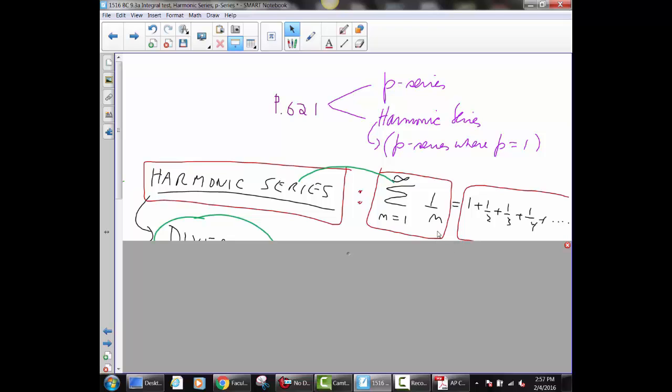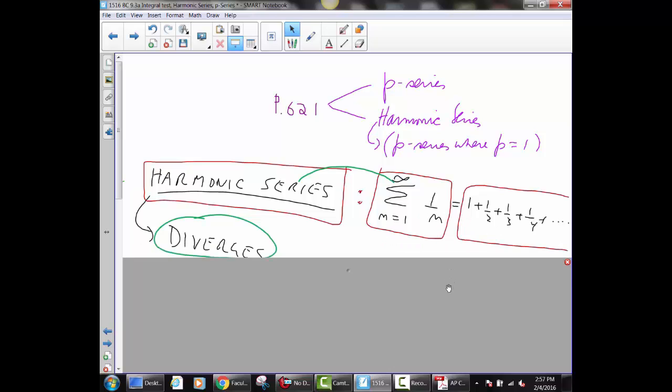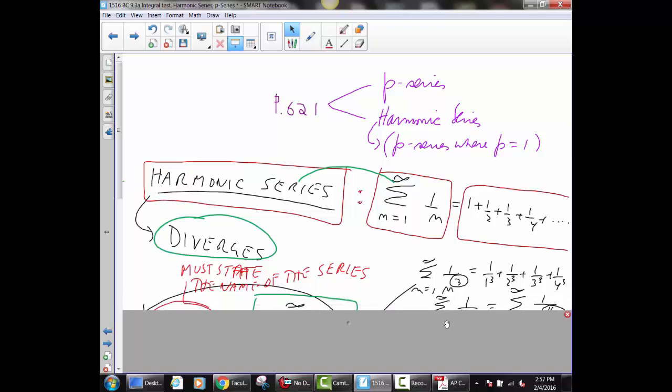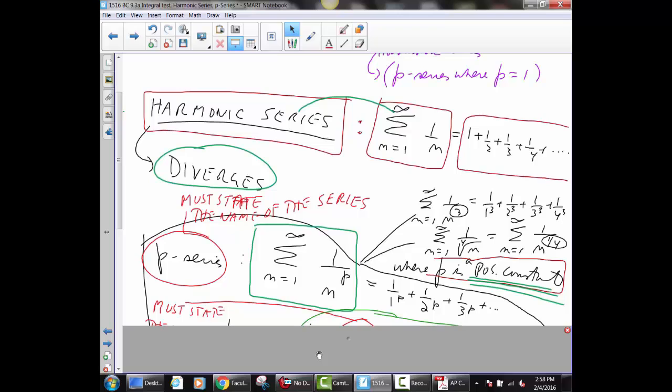It is purely this very simple series of 1 over n, summation n goes from 1 to infinity. Of course, it can't start at 0. So it's 1 plus a half plus a third plus a quarter. And that series is simply known to be divergent. We talked about it already. These denominators aren't getting big fast enough for it to converge. So all you have to do is state that this is the harmonic series, therefore it diverges. Okay? But always state them by name.